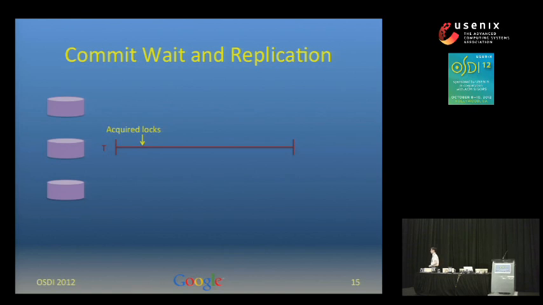So commit wait interacts with replication, for example, in Spanner. Let's say we have 3 replicas. We acquire locks at one of the replicas. We pick the timestamp s. Then we can start our consensus algorithm. We use Paxos, but you could use other consensus algorithms.